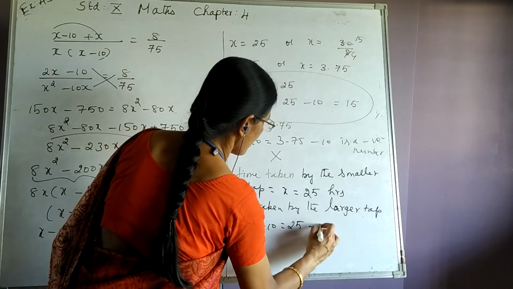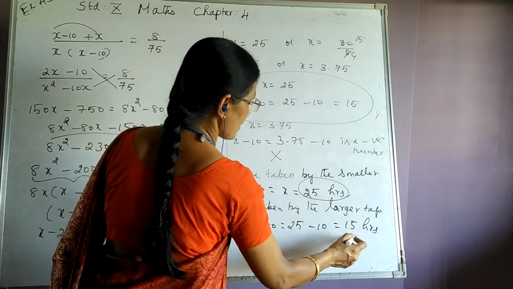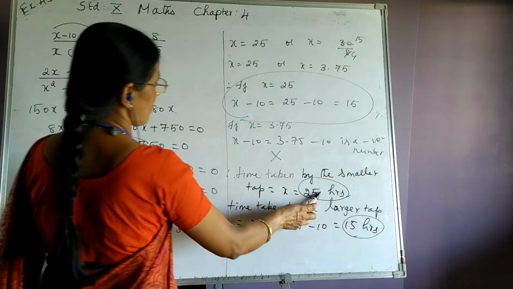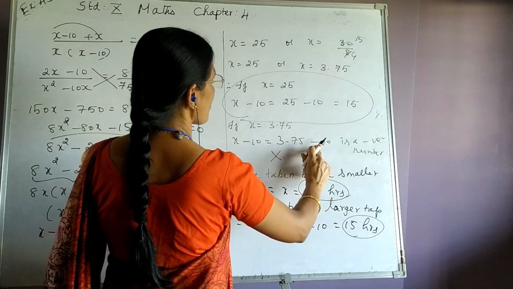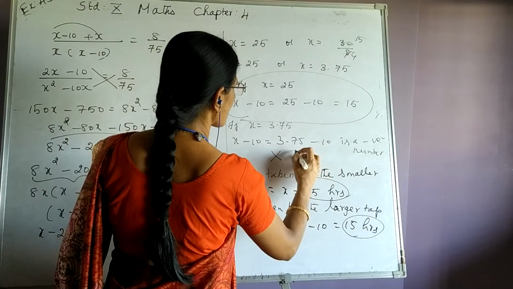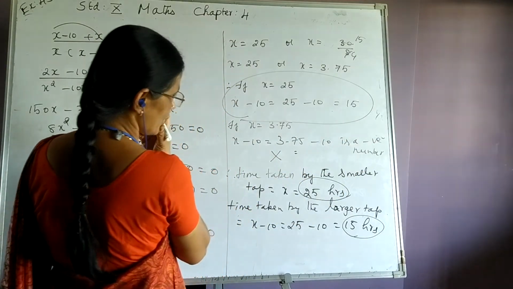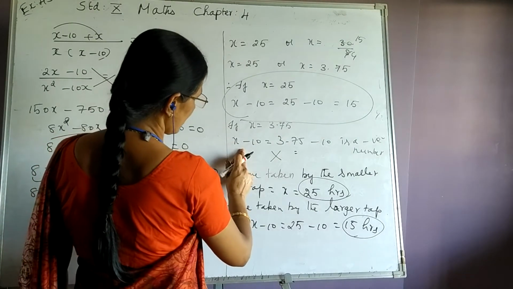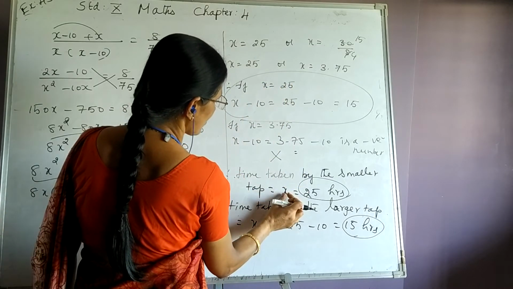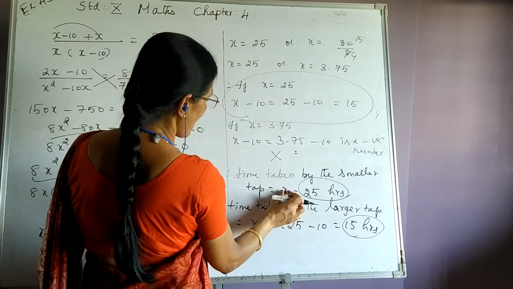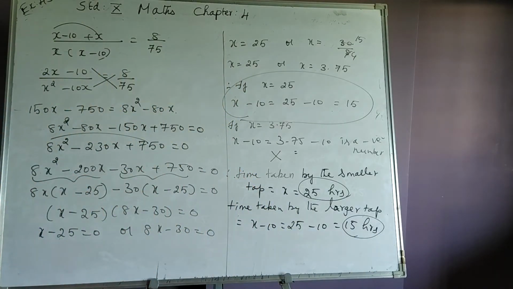Here it is 25 minus 10, which is equal to 15 hours. So this is the time taken by the smaller tap and this is the time taken by the larger tap. Hope you understood why this is not acceptable, because x is 3.75 minus 10 gives minus 6.25, which is a negative number, and time cannot be negative, therefore we are not accepting this. Therefore we take x is equal to 25. X equal to 25 is the time taken by the smaller tap, and for the larger tap it is x minus 10, therefore we get it is equal to 15 hours.